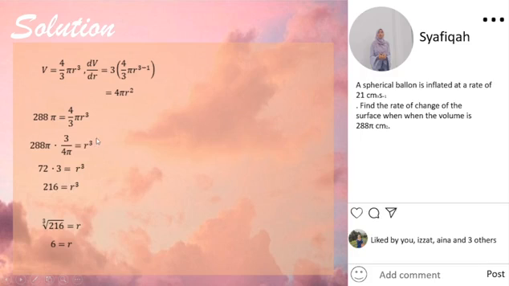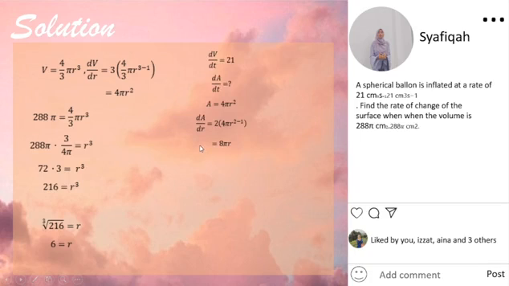And we got 216 equal to r cubed. This power of 3, we should eliminate, which means we need to take the cube root of this value. After we take the cube root, we get the radius is 6.